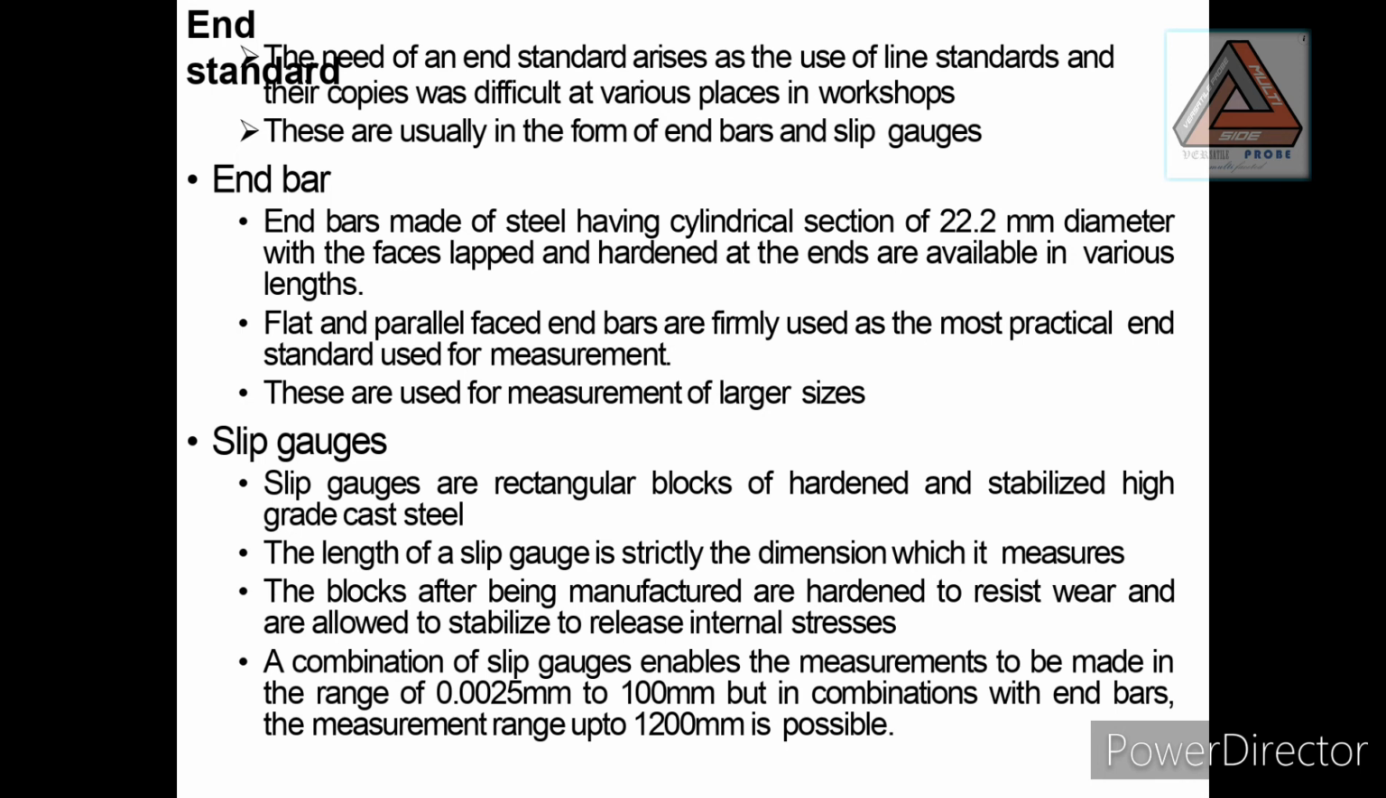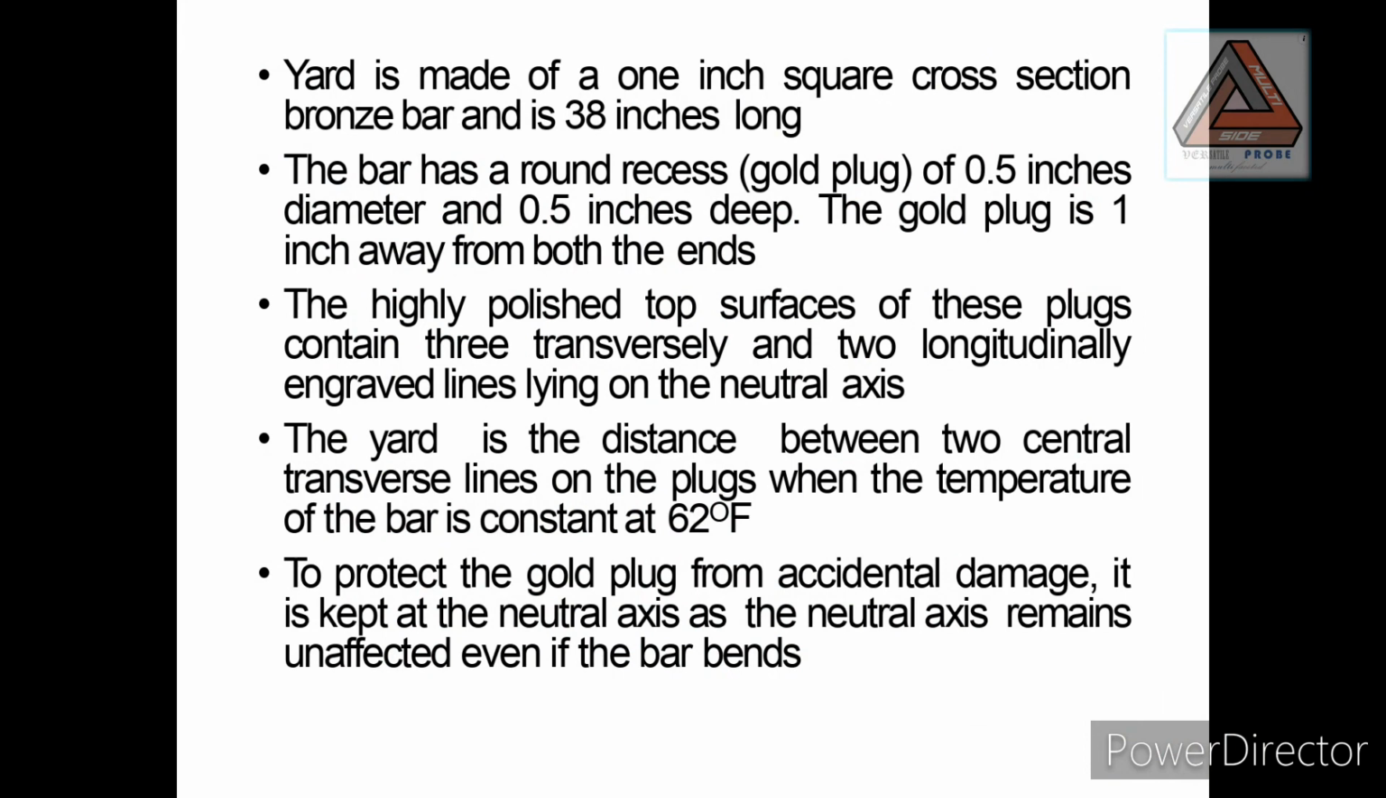Finally, methods of measurement: direct method and indirect method. In the direct method, the quantity to be measured is directly compared with the primary or secondary standards. In the indirect method, the value of the quantity is obtained by measuring other quantities that are functionally related to the required value. For example, angle measurement using a sine bar.